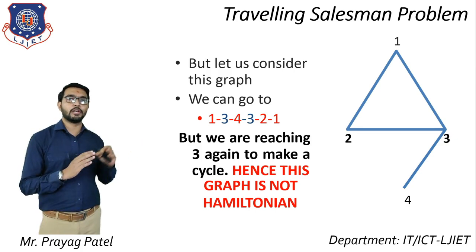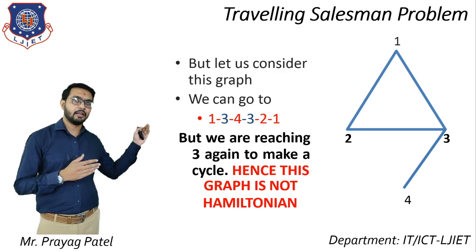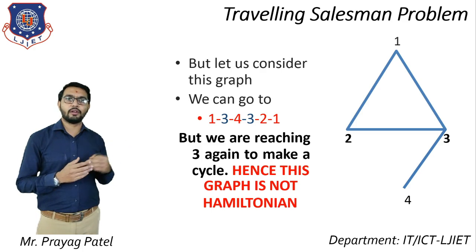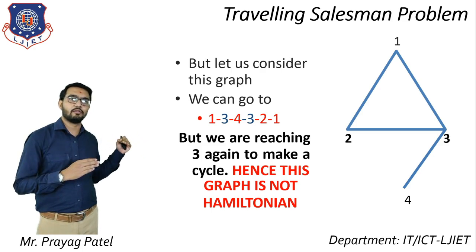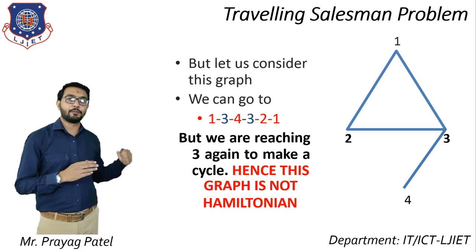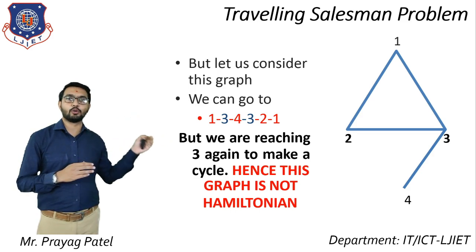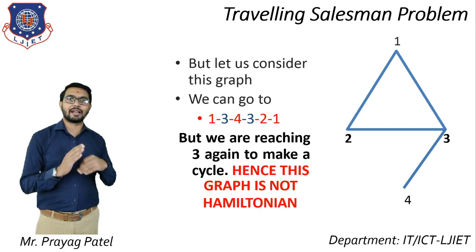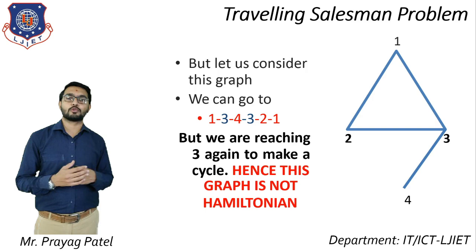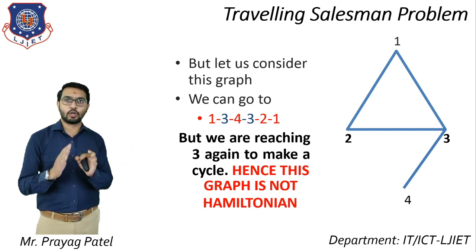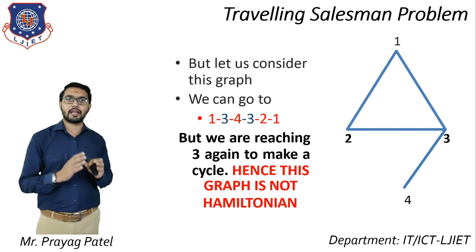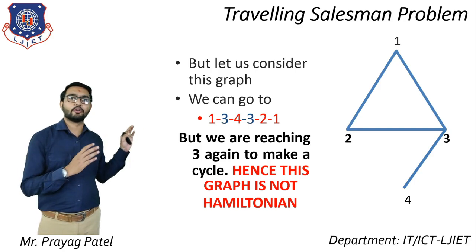And if we move from node 1 to 3, then 3 to 4, then 4 back to node 3, then 3 to 2 and 2 to 1, we consider the path as 1 to 3, 3 to 4, 4 to 3, 3 to 2 and 2 to 1. In this path, consider node number 3 as a repeated node, visited 2 times. So this is not considered a solution of the traveling salesman problem, or we can also say that this is not considered a Hamiltonian cycle or Hamiltonian circuit.